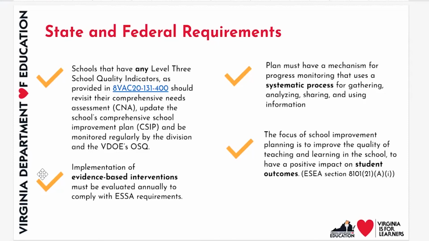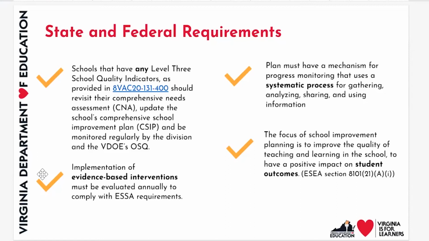We also want to talk about the implementation of evidence-based interventions, which must be evaluated annually to comply with ESSA requirements, particularly for our federally identified schools, our CSI schools. Our plan must have a mechanism for progress monitoring. It uses a systematic process for gathering, analyzing, sharing, and using information. This is how we make informed decisions and improve our schools.